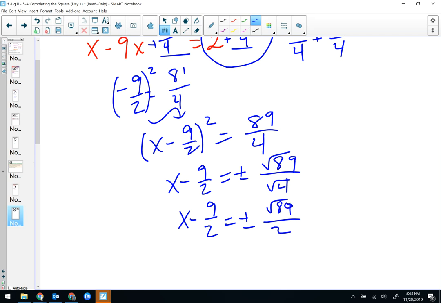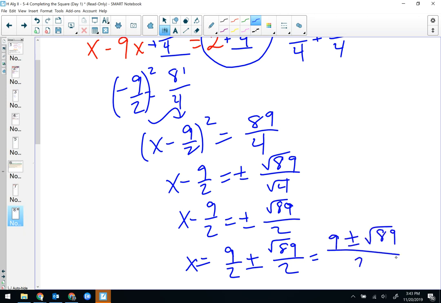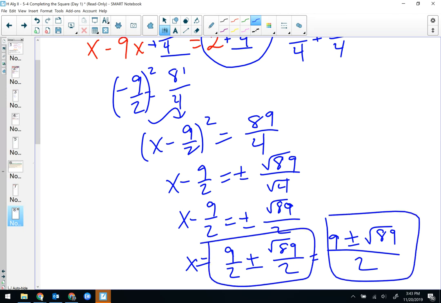X is equal to 9 over 2. Add the 9 halves over to the other side. Plus or minus the square root of 89 all over 2. That is an acceptable answer. What is also acceptable? 9 plus or minus the square root of 89 all divided by 2. I told you it was a doozy, folks. I tried to warn you.